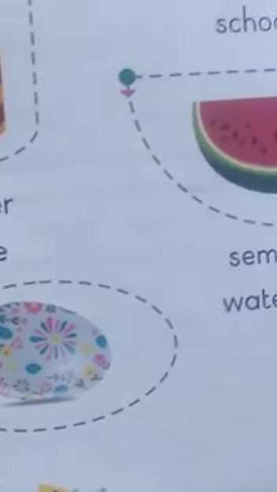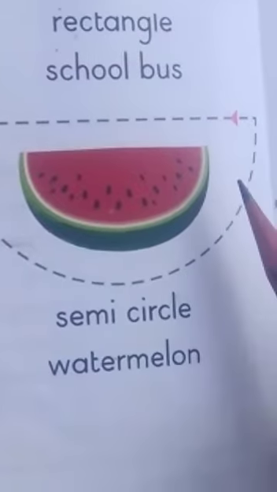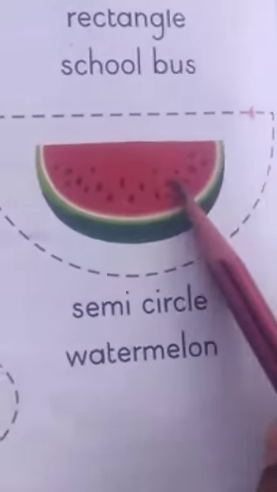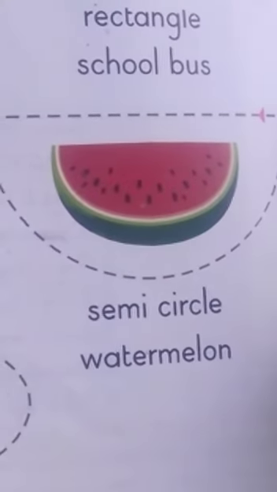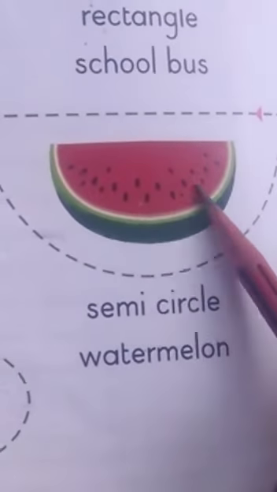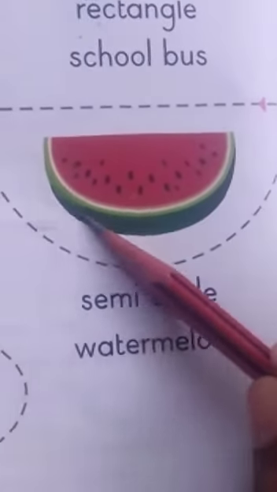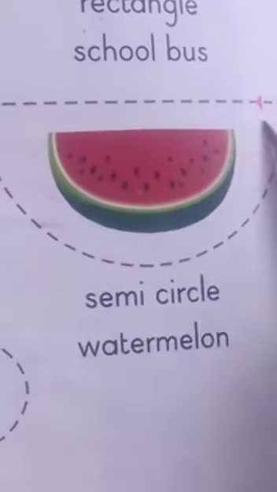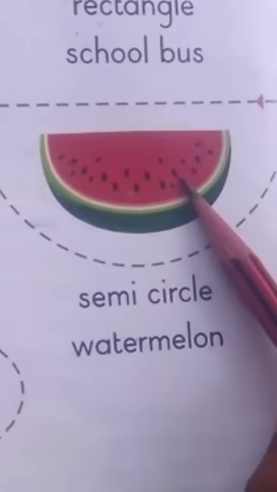Then finally, the last shape, that is semicircle. It is called semicircle. Here you can see a sliced watermelon. This shape is called semicircle watermelon.